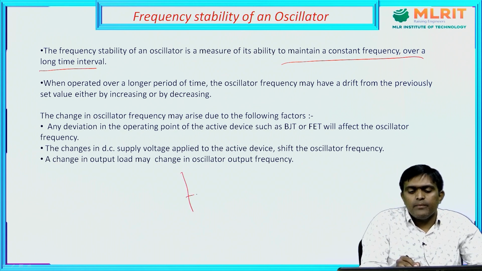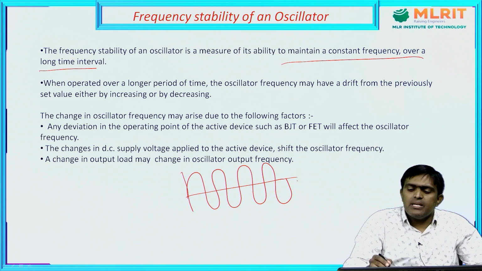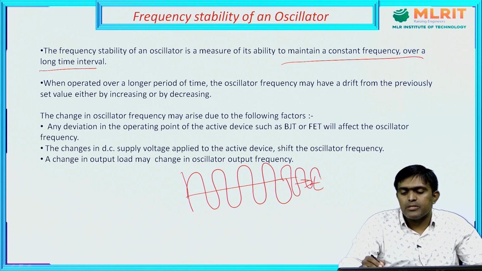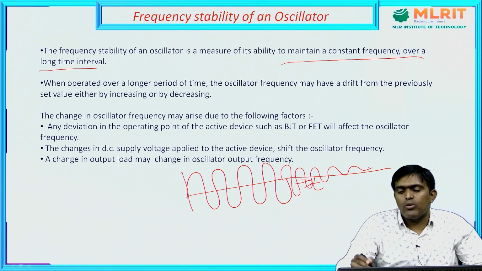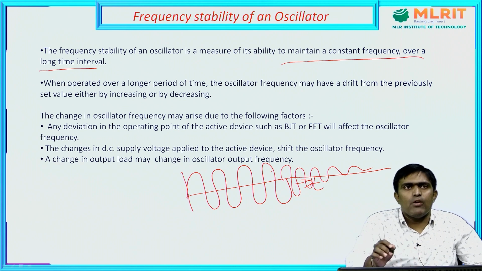As we have seen in the sinusoidal output, this is the sine wave we want to expect. But as this is the time domain, as the time increases, the amplitude of the signal may decrease. As this decreases, then there will be no output. So what we want to maintain here is the frequency stability. That means the frequency of the signal should be maintained constant throughout the output. So this is nothing but the frequency stability of an oscillator.